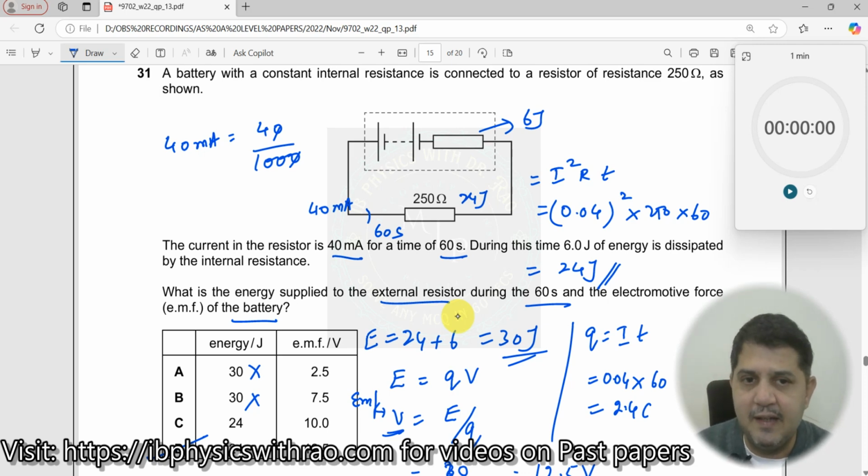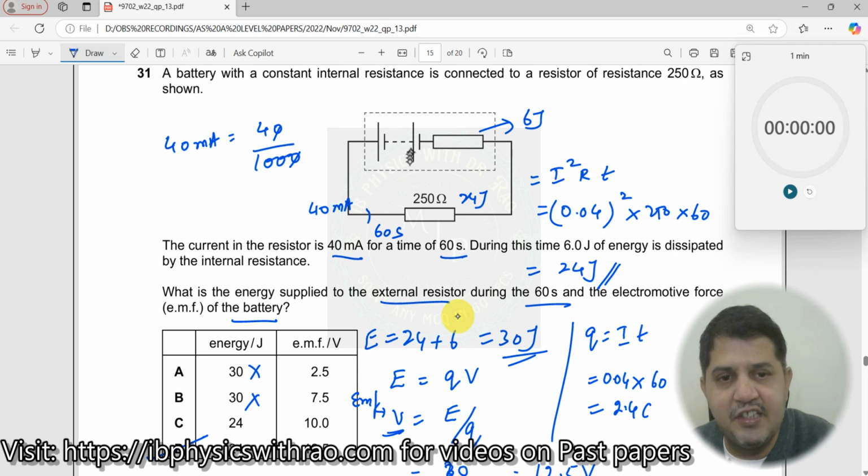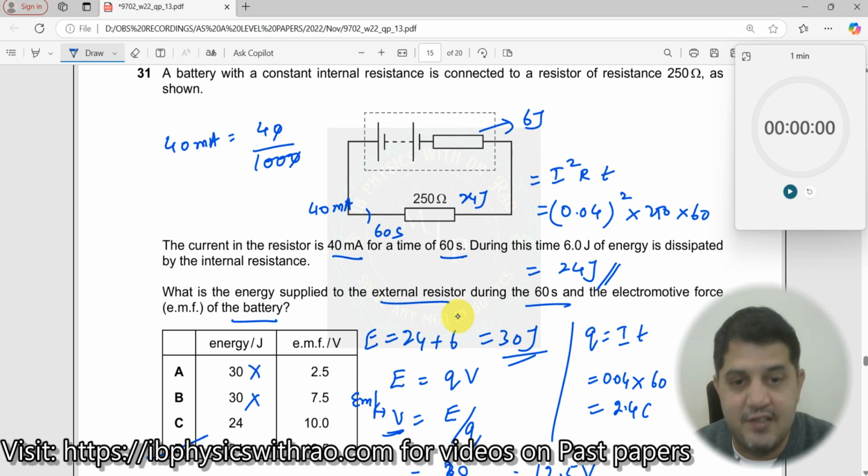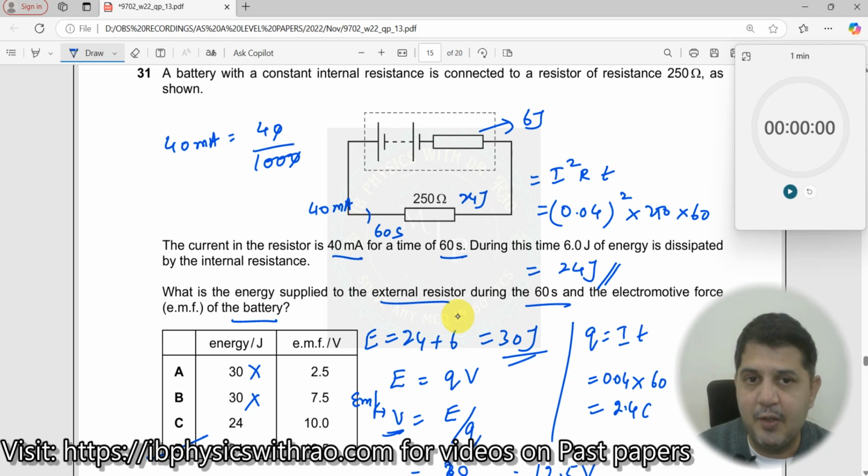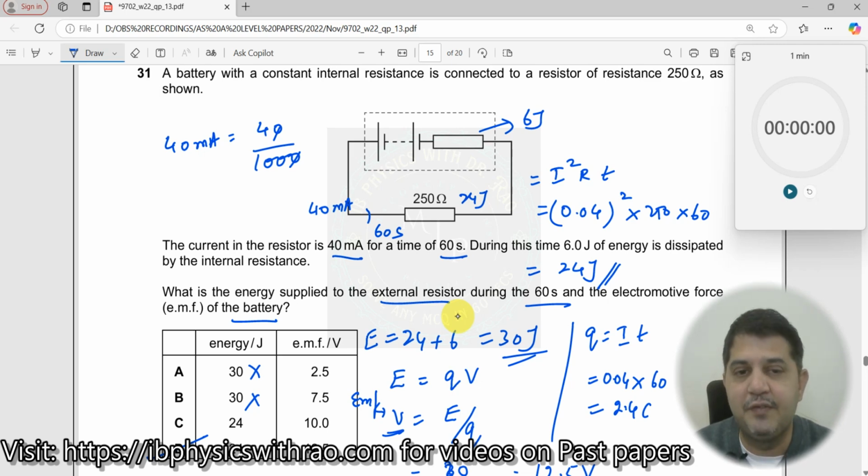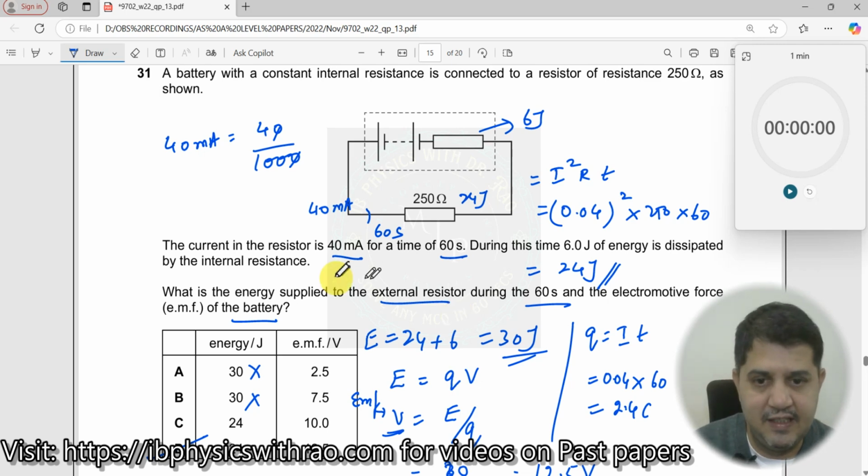EMF is the energy given out by the cell per unit charge. You take a unit charge and it starts driving from one end to the other end because of the EMF. Terminal potential difference is what you find by taking a voltmeter, putting it across the battery, and recording the voltage. The experimental value of the EMF of the battery is the terminal potential difference. Right, let me move on to the next one.